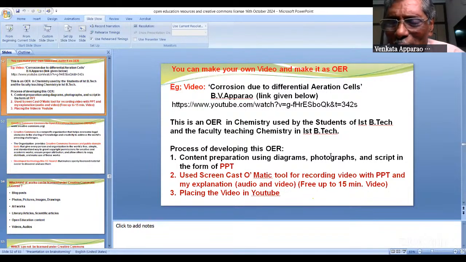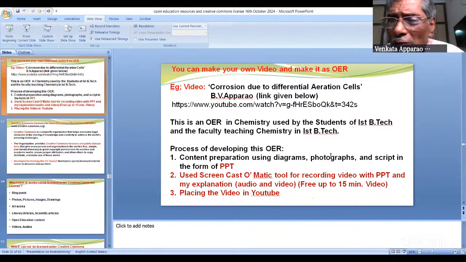So when it shows 3, 2, 1, start, you start your explanation. Before that itself, you open your PPT. Before you start the recording button, you let the PPT be open. So the PPT is visible and you are explaining your video. Okay. That is how you can make your own video.